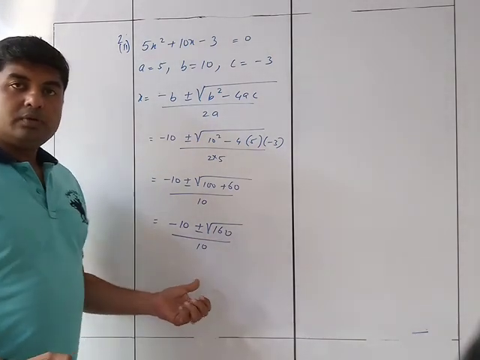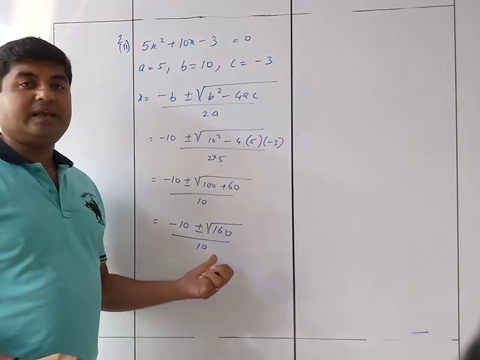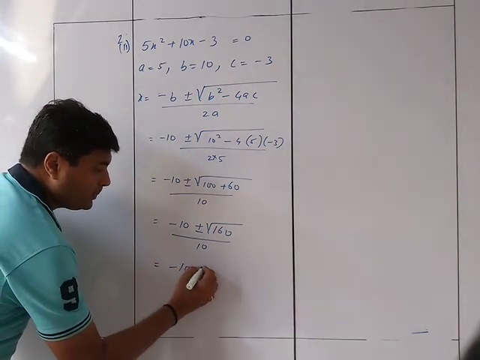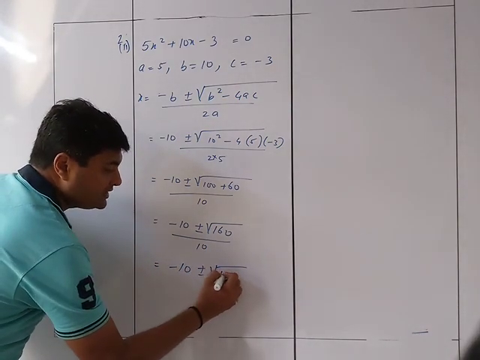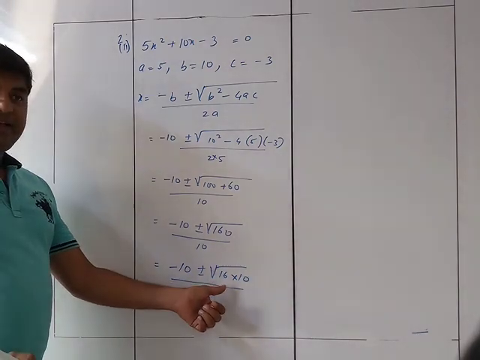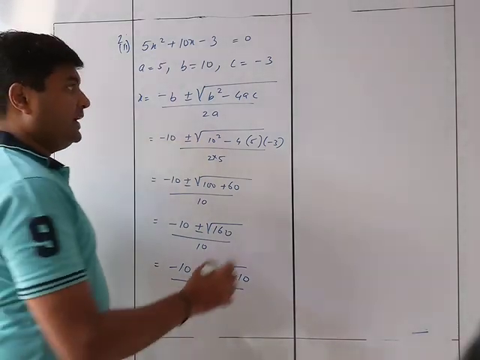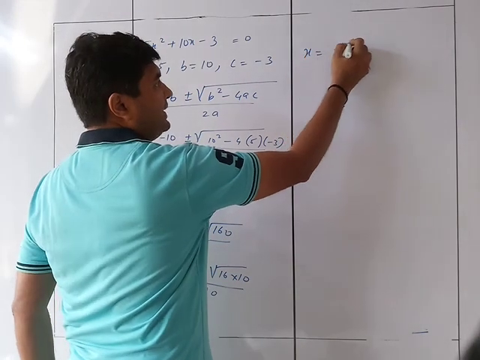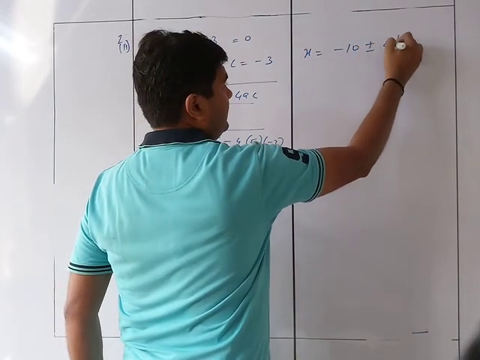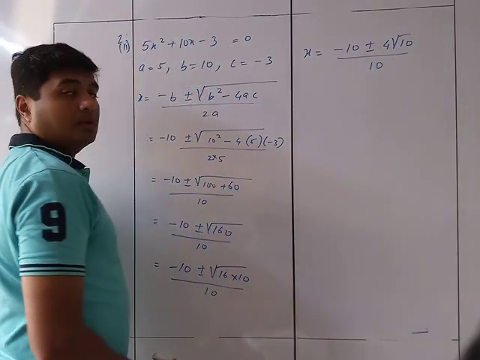Now here, because we know that 160 is nothing but 16 into 10, I can always write it in the form of minus 10 plus or minus root of 16 into 10 upon 10. Now 16, because it's in the root, when we take it out, it becomes 4. Hence x is equal to minus 10 plus or minus 4 root 10 upon 10. Understood?